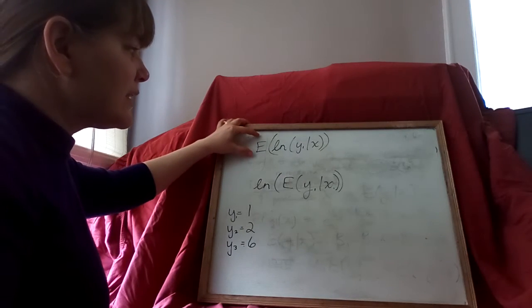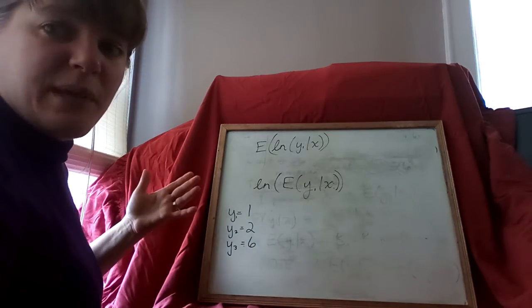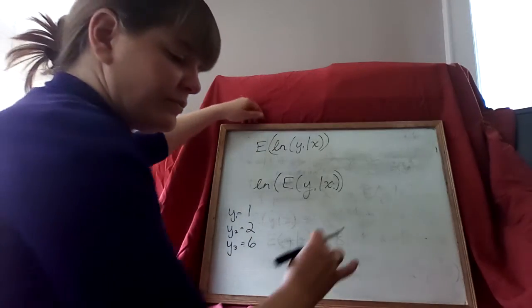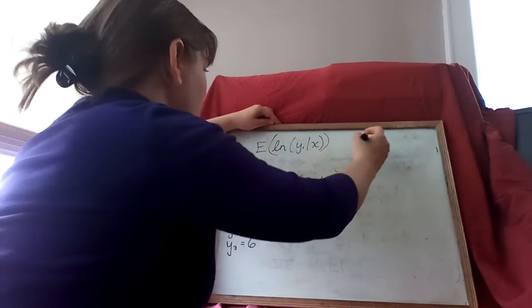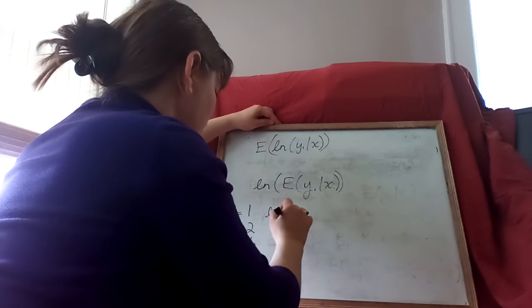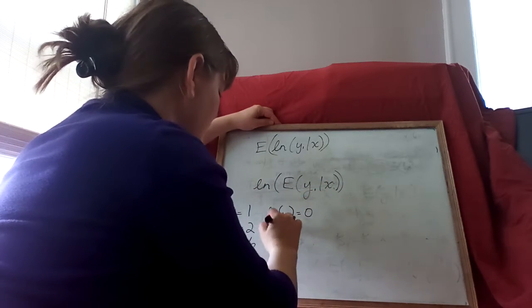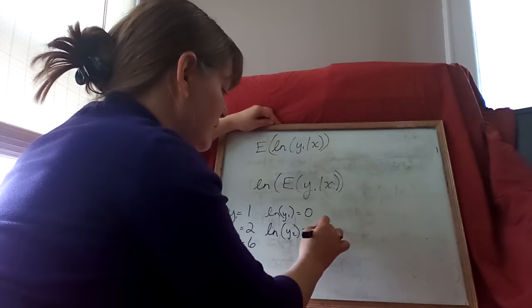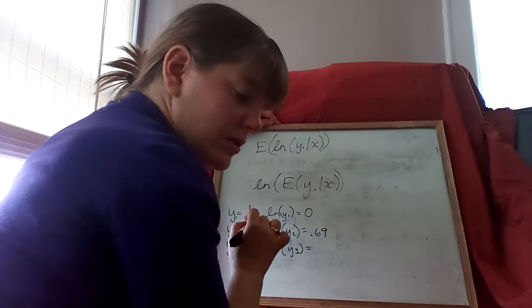So if I want to calculate the expected value of the log of yi given x, again, we're sort of abstracting away from the x here. We've got values of 1, 2, and 6. So our expected log, well, we've got to take the log first. So our log of y1, log of 1 is 0. The log of y2, the log of 2 is 0.69. And the log of 6 is 1.8.